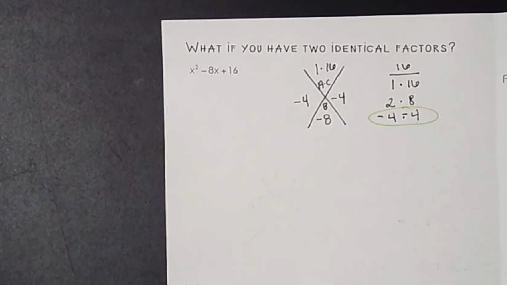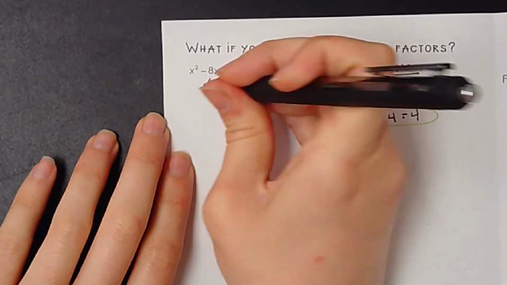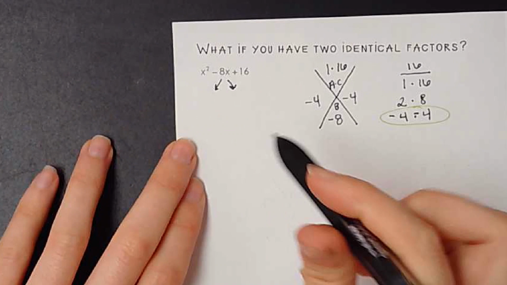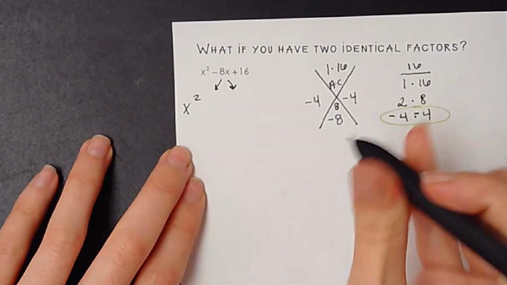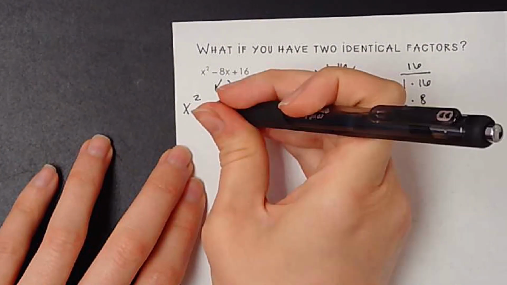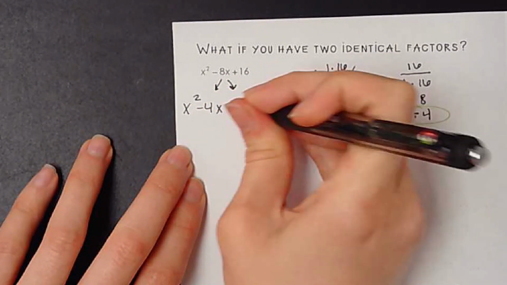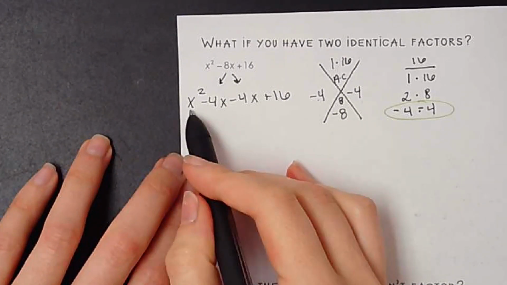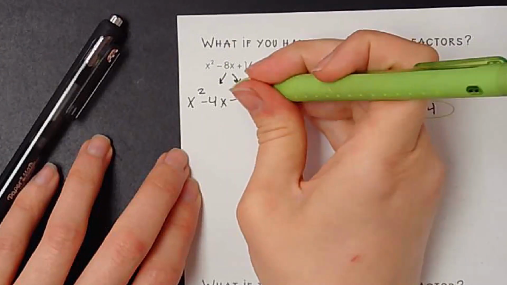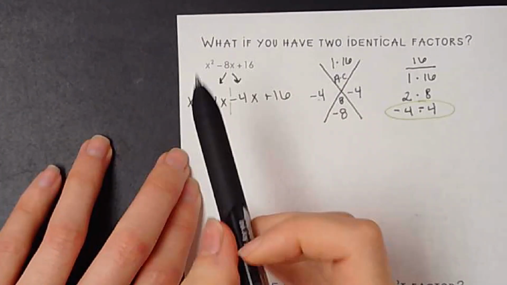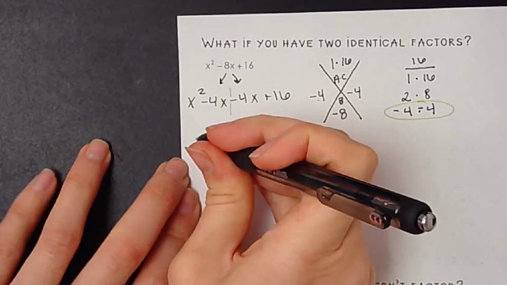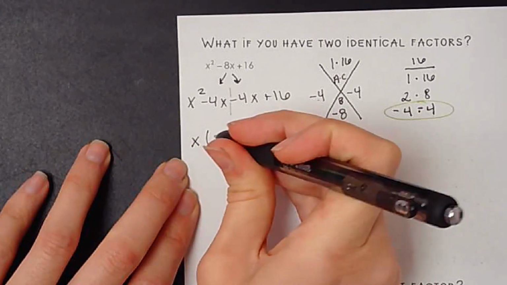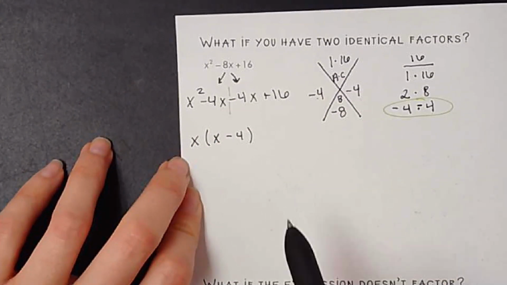So if I do this one, let's do it by grouping. I'm splitting my middle term. So I have x squared, and I'm splitting my middle term into negative 4x and negative 4x. If I group my first two terms together, x squared and negative 4x have an x that I can factor out. I'd end up with x minus 4.